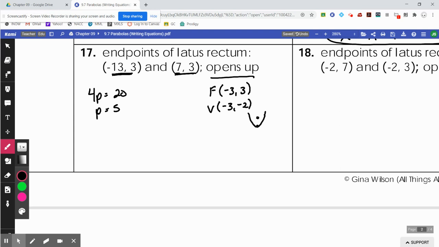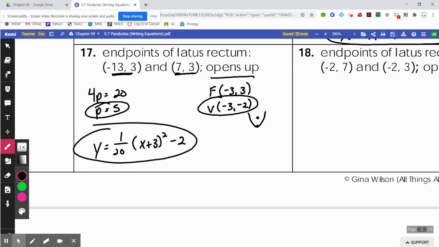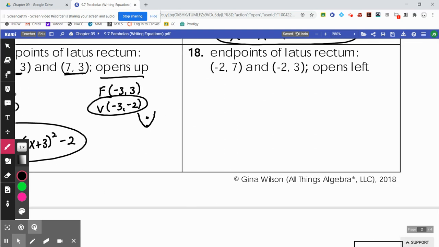So it opens up. So therefore, that'd be y equals 1 over 4 times p, which would be 20. And then simply use your vertex to find the rest of it. It'll be an x plus 3 to move it left 3. To move it down 2, it'll be a -2. There is your parabola. Okay, the last one.